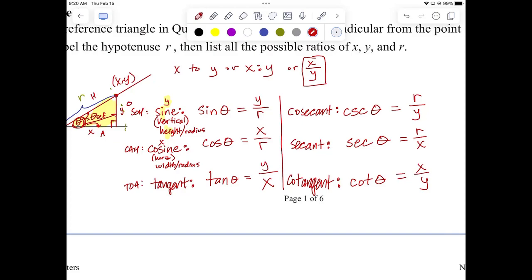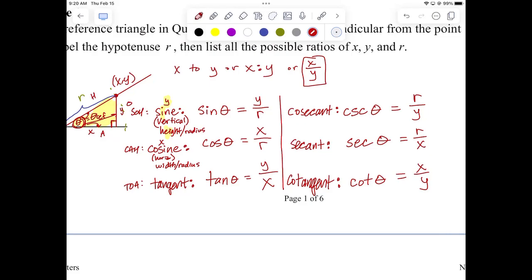What's the definition of cosine in terms of x, y, and r? X over r. And what's the name of the reciprocal of cosine? Secant. And its definition is what? R over x. There you go. I just helped you memorize them. You need to memorize them in terms of x, y, and r.